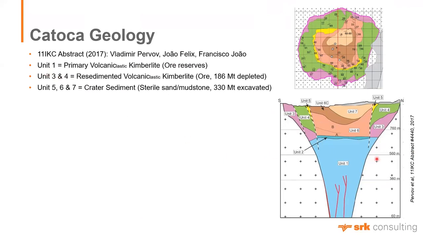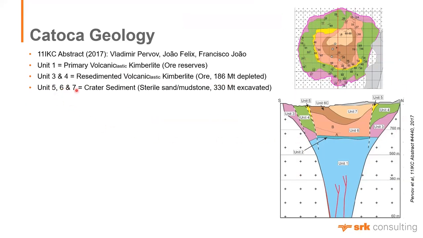Unit 1, which is this light blue material over here, is the primary volcaniclastic kimberlite. These are ore reserves. They lie in the future of Katoka. We'll see that in a moment. Units 3 and 4, which are these green and pink colors, are a rim of resedimented volcaniclastic kimberlite. It's ore, 186 million tons of this stuff has been depleted, and it forms an annulus around the outside of this big open pit.